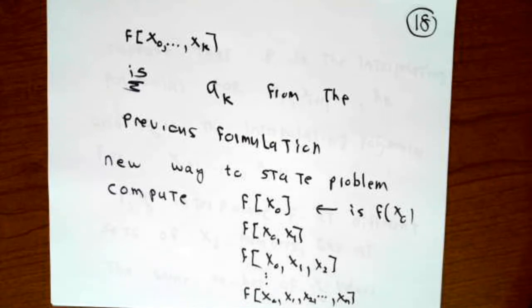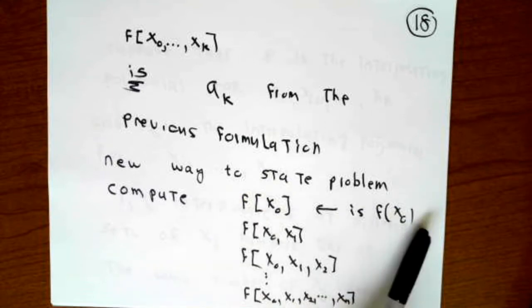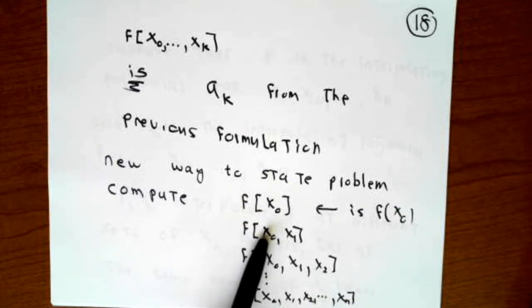So f bracket x0 through xk is the ak from the original description. We want to have a way of computing these things. If we could get our hands on f bracket x0, which we can, and f bracket x0, x1, and f bracket x0, x1, x2, until we run out of x numbers, these numbers are a0, a1, a2, down to an. These are the coefficients of these various terms that we're going to add together.